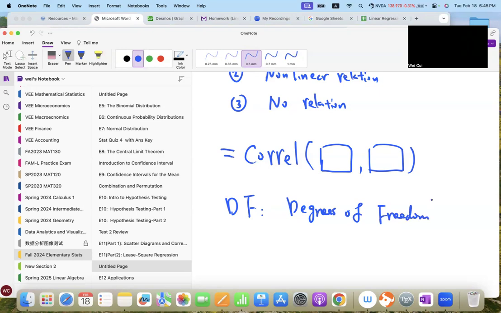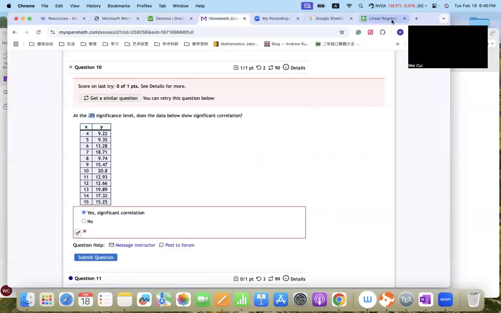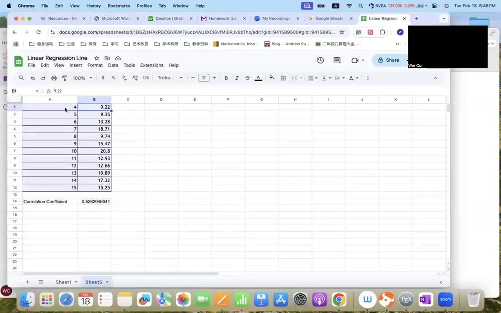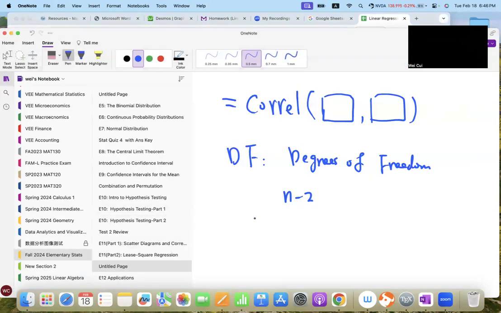Remember when I introduced the standard deviation? When I taught the standard deviation, I said the degrees of freedom is n minus 1, right? Here, the degrees of freedom we are using is n minus 2. This is different. So how many data do we have here? Remember, each pair is one data. So we have one data, two data, three data, and so we have 12 data. Then n minus 2 is 12 minus 2, which is 10. This is the degrees of freedom we're using in this question.